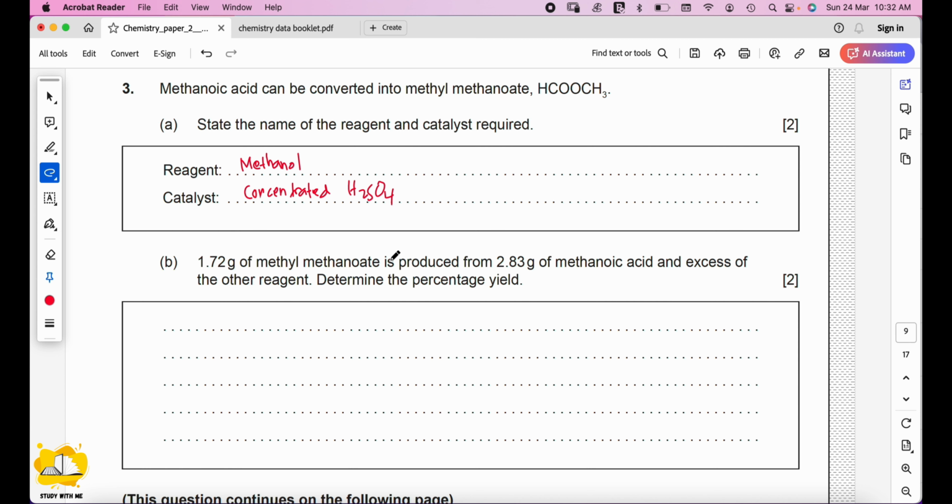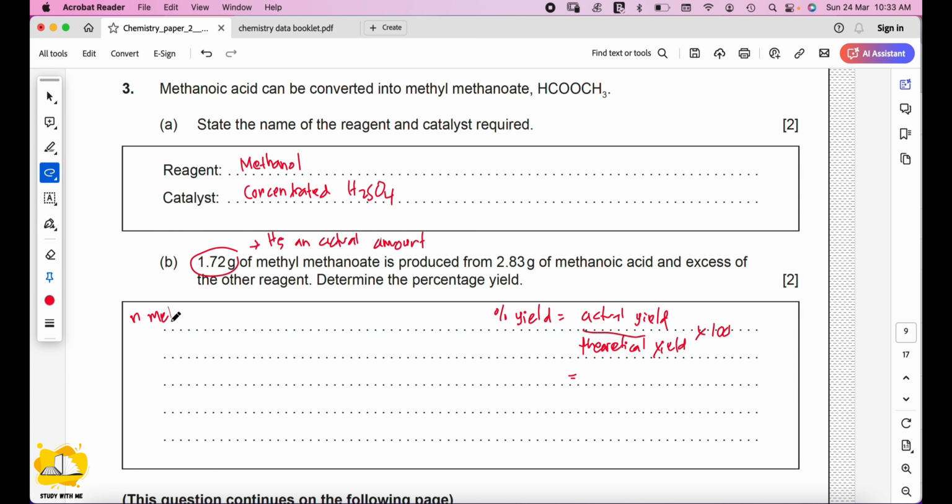So 1.72 g of methyl methanoate is produced from 2.83 g of methanoic acid and excess of the other reagent. Determine the percentage yield. So 1.72 is the actual amount. To calculate percentage yield, you need actual yield divided by theoretical yield times 100.